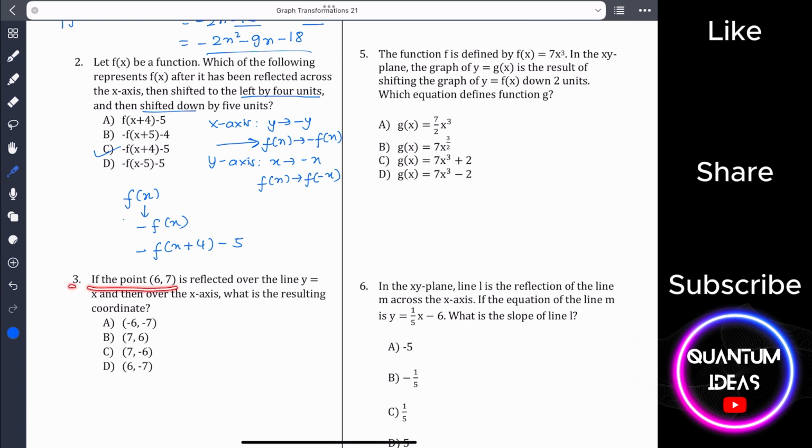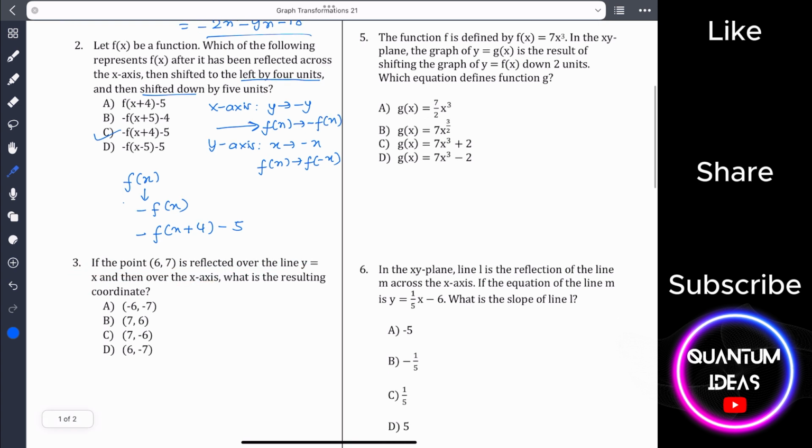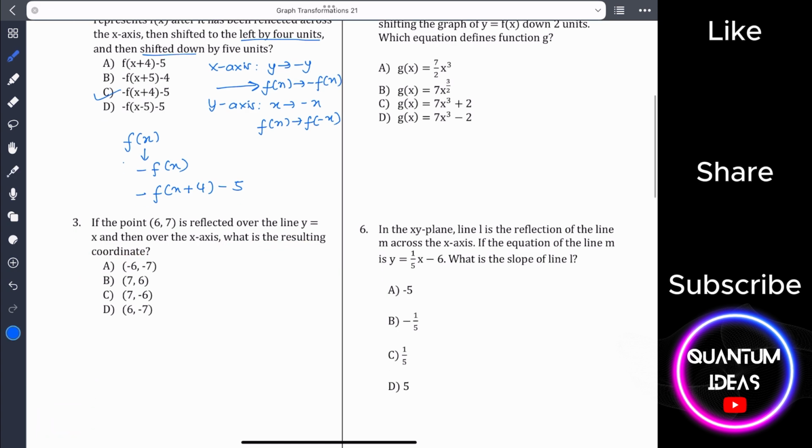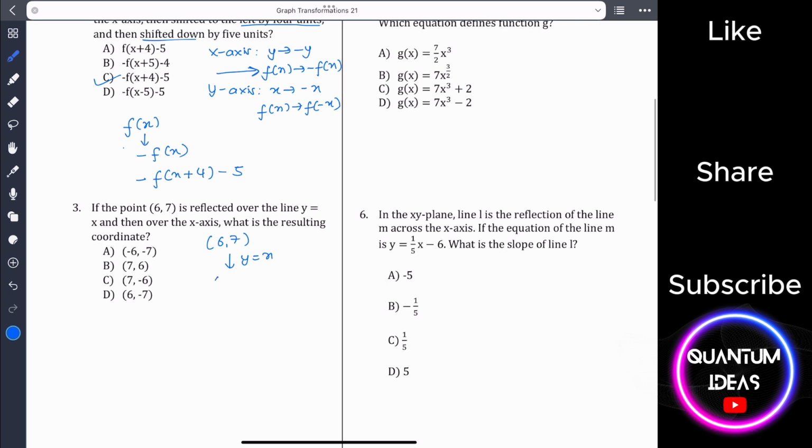If the point (6, 7) is reflected over the line y equals x and then over the x-axis, what is the resulting coordinate? So there are two reflections, so let's do it. First we have the given coordinate. Now it is reflected along the line y equals x. This reflection just interchanges the coordinates, giving (7, 6).